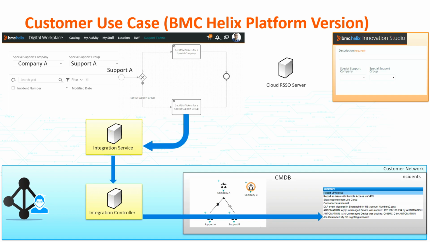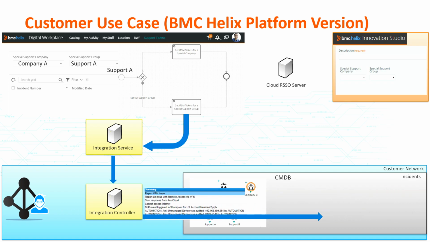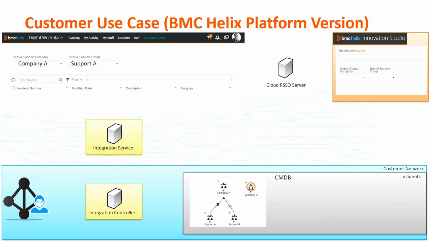So here we get the ITSM tickets for one support group. It is a connector action. It's going to go to integration service, to integration controller, and get incidents back to the UI. And it will display the incident inside the UI. So it looks very complex this way because you have multiple parts. You have the cloud Remedy single sign-on server, the integration service, the integration controller. But for the end user, the only thing they will see is this page with the list of companies and support groups and the relevant incidents.